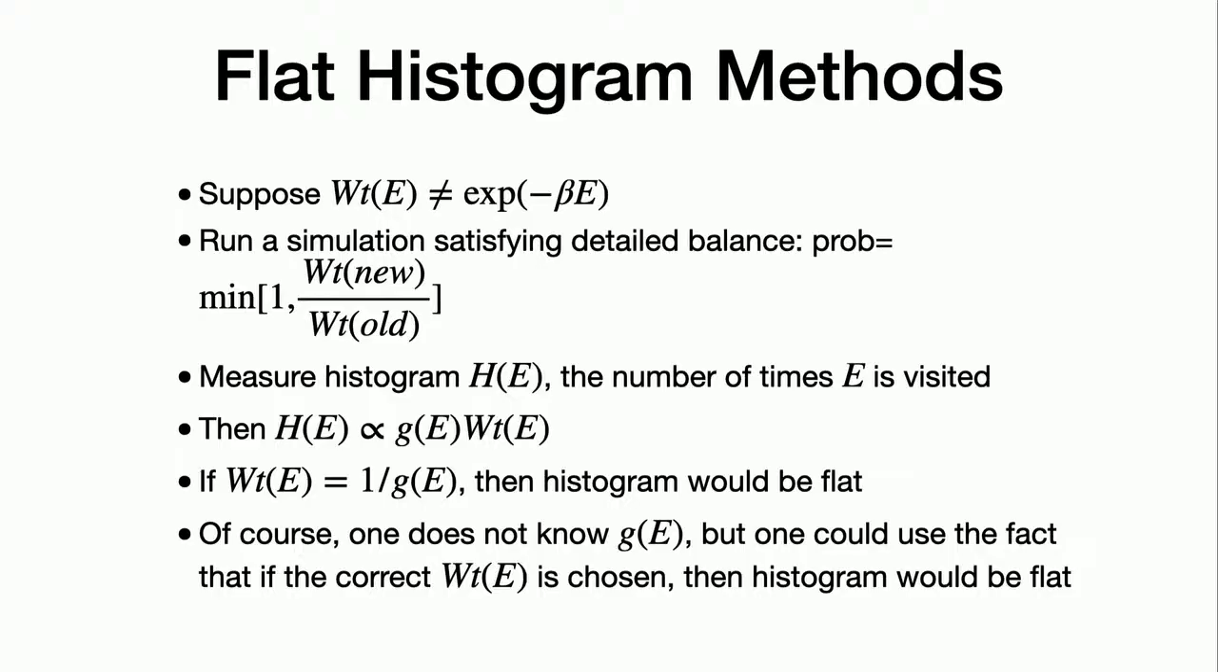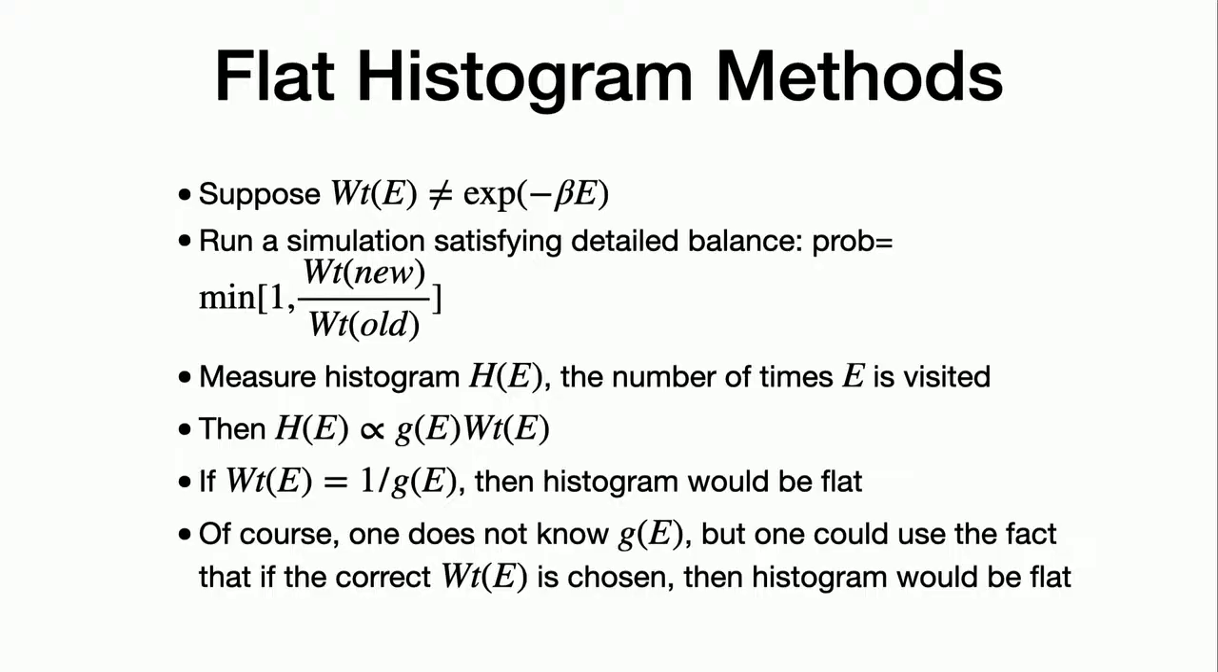So suppose the weight of a configuration with energy E was no longer e to the minus beta E as given by the canonical Boltzmann distribution. It is some weight; we will not fix it. But we run a simulation satisfying detailed balance with the Metropolis rule. The probability of accepting a new configuration is the minimum of 1 and weight of new by weight of old, which is the exact Metropolis rule, but we no longer use that it is equal to e to the minus beta E. That's the only difference.